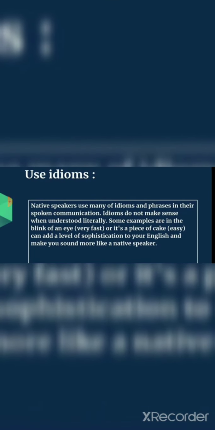Use maximum idioms. Native speakers use many idioms and phrases in their spoken communication. For example, I'm hungry. Instead of saying that, I can eat a horse. Okay, this is the idiom which they have used and a common person will not get it. Idioms do not make sense when understood literally.